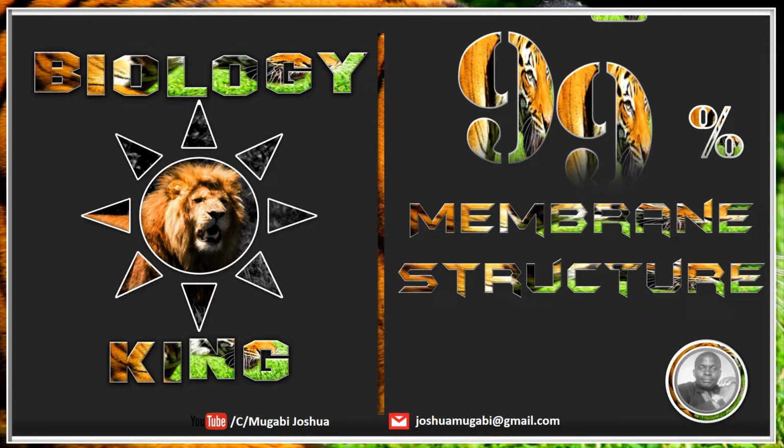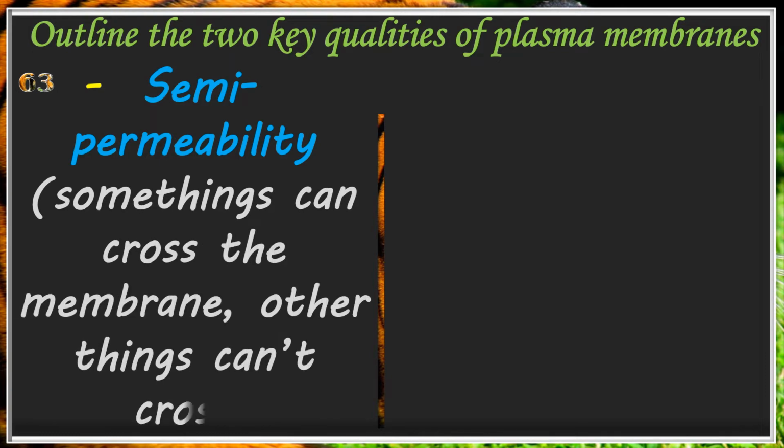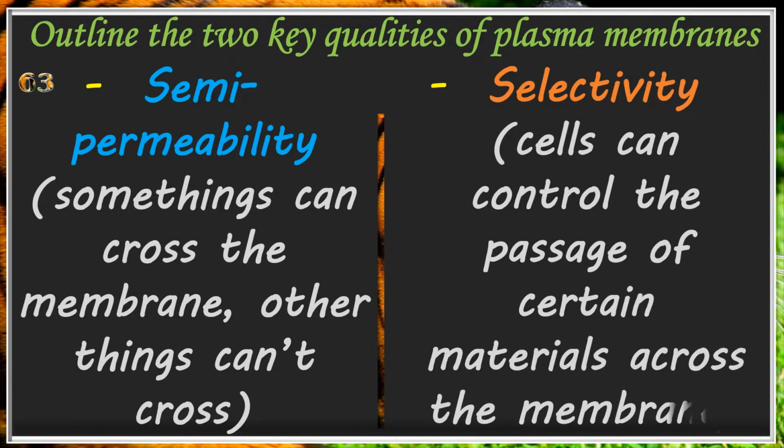In this session, we are going to look at membrane structure. Outline the two key qualities of plasma membrane. 1. Semi-permeability. Something can cross the membrane, other things cannot cross. Secondly, it is selectivity. Cells can control the passage of certain materials across the membrane.